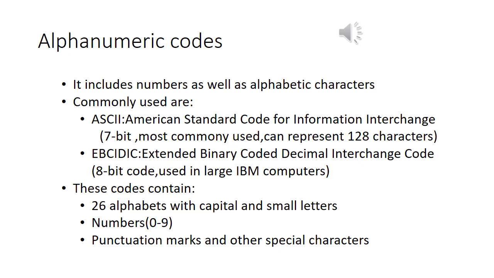The most common type of alphanumeric code used is ASCII. It is pronounced as ASKEE, and the abbreviation for ASCII is American Standard Code for Information Interchange. It is a 7-bit representation and is most widely used. Since this is a 7-bit code, the number of bit patterns that can be created with 7 bits is 2 raised to 7, which is equal to 128.